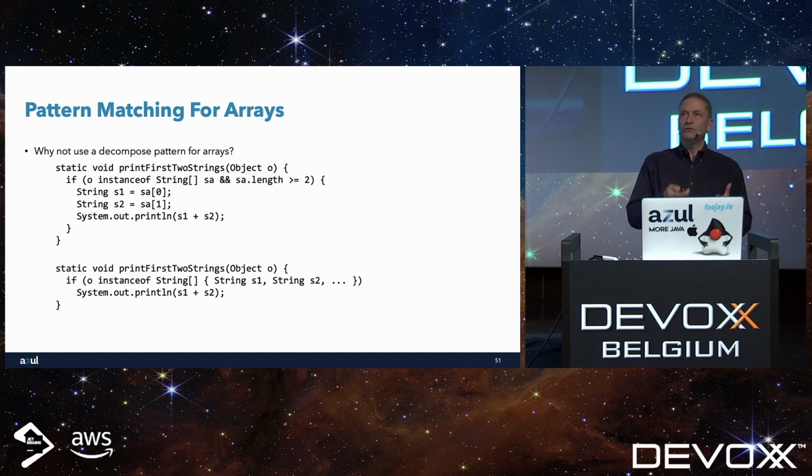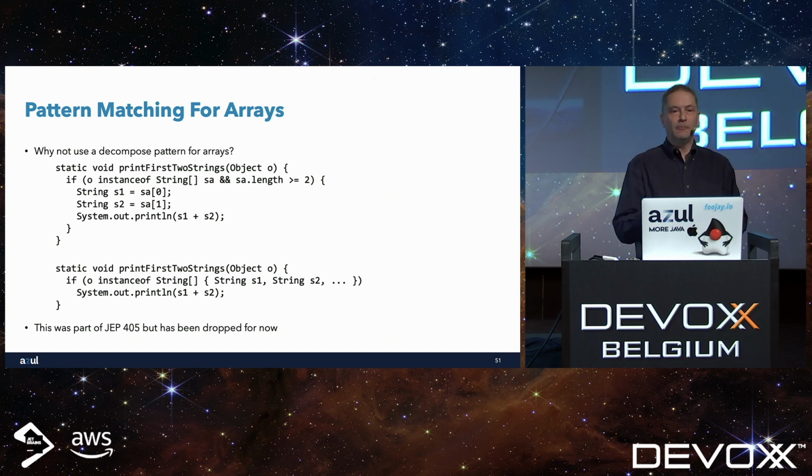As I say, this is not in the definition yet. I think there are still some things that need to be worked out about the way this works, especially in terms of varargs and the ellipsis and things like that. So it was supposed to be part of JEP 405, dropped for now.